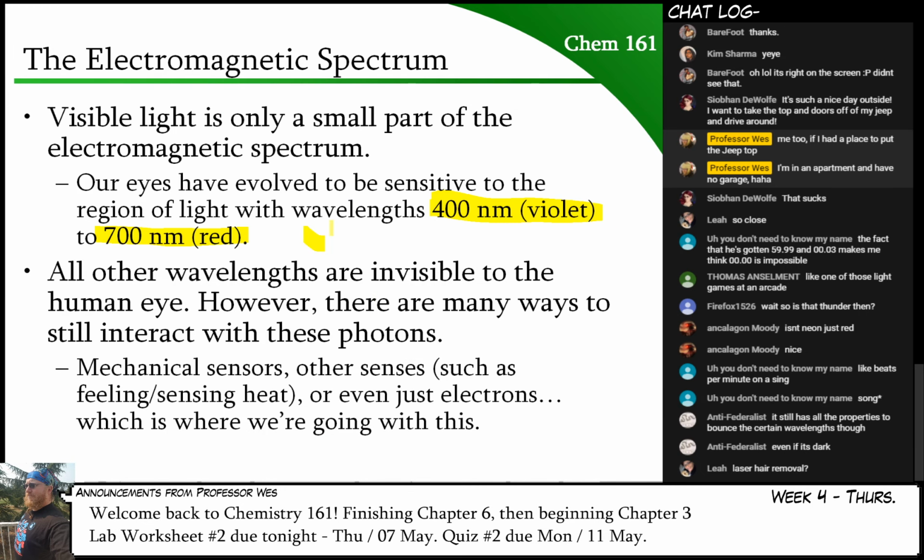And that's actually the important part here. So this is actually the key thing here, is that, hey, if electrons interact with light, we're going to be able to do something with this. And that's going to be useful to us.